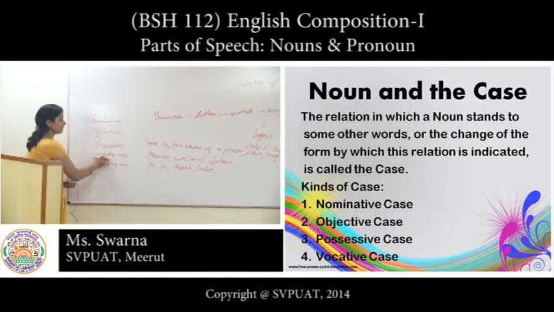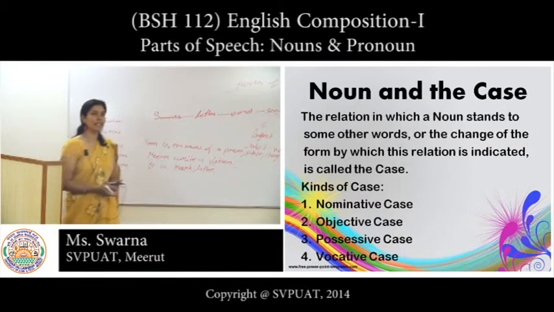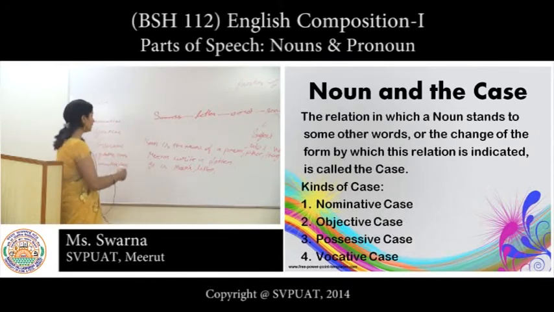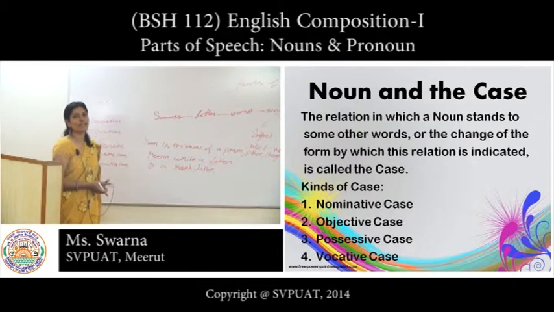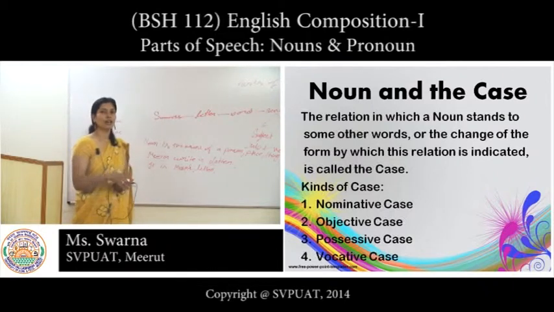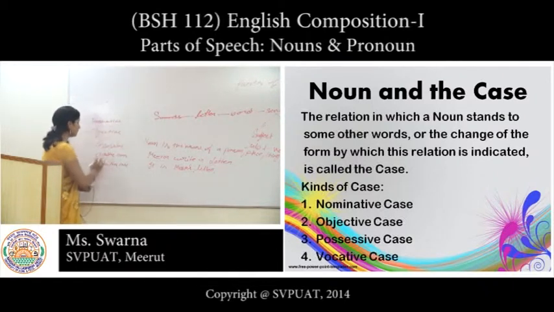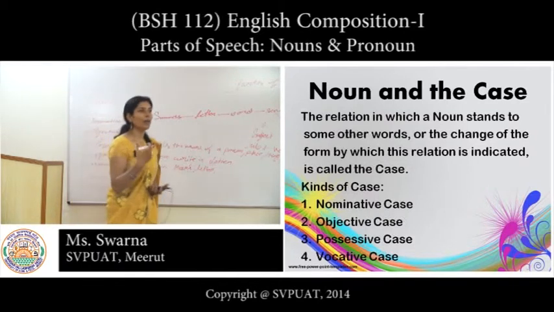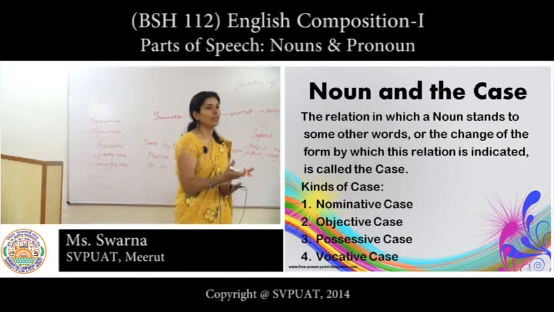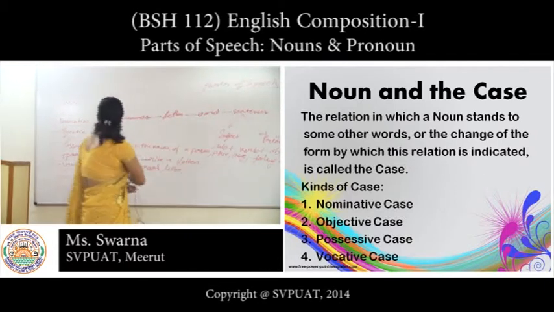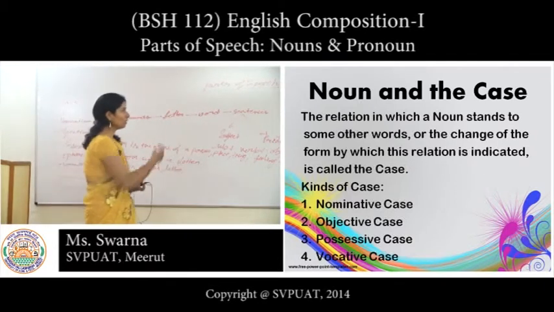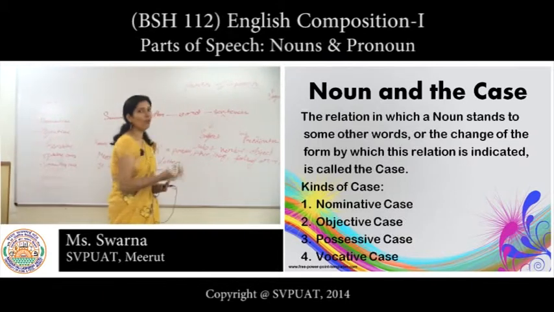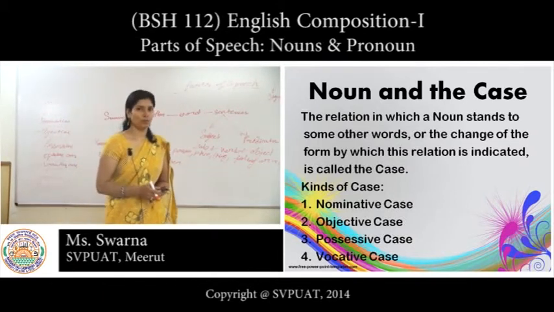Then optative case. When we write an optative sentence like that, may you live long, God bless you, then in these sentences, when we use nouns, these are called optative case. Vocative case, if we address someone by name or by common noun, then these are called vocative case. So there are a lot of cases in which we use nouns.